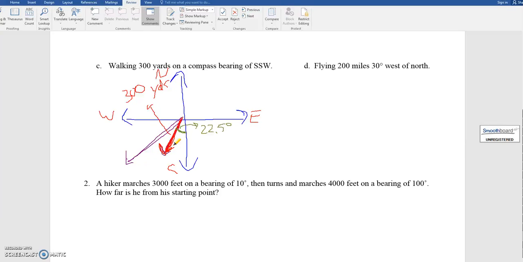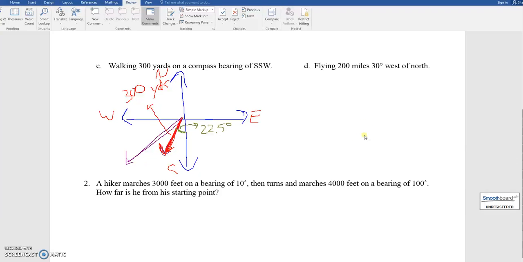Let's say that we're flying a distance of 200 miles and we're going to go 30 degrees west of north. This one is very similar, in my opinion, to part B. It's basically telling you what to do. You want to start by going straight north. Just the order is a little different, but you're going to start right here.